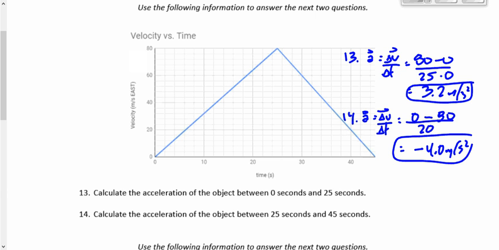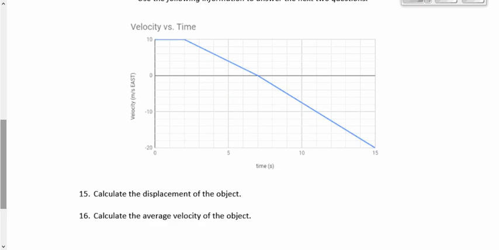How come it's a negative value? Well, because the math showed it's negative, but in the real world, why is it negative? Because it's slowing down in the positive direction. Good. Now, this is where it gets trickier here.